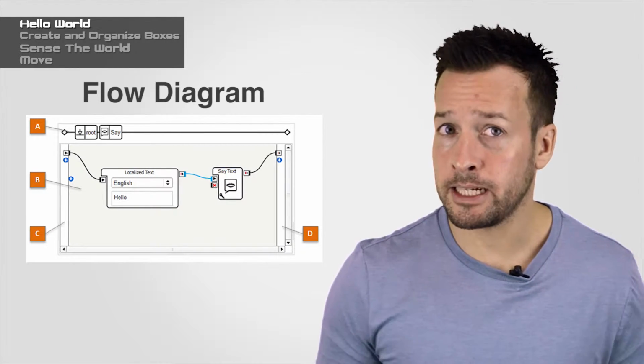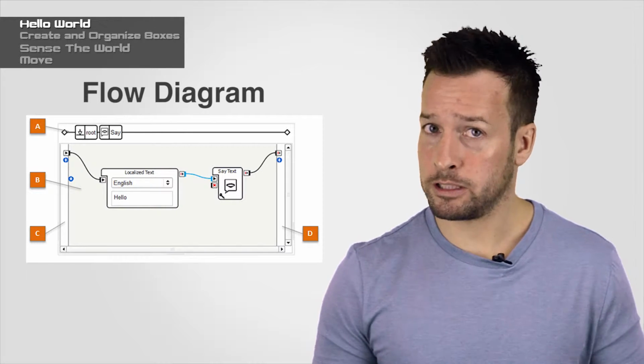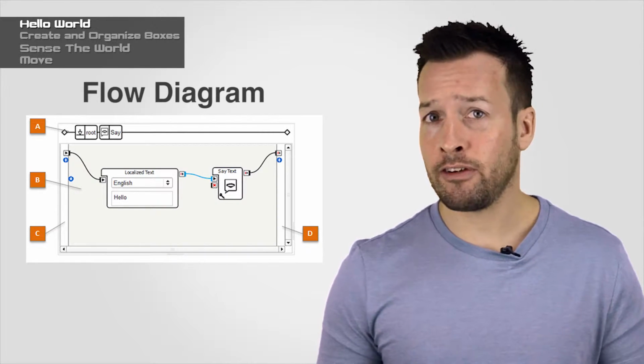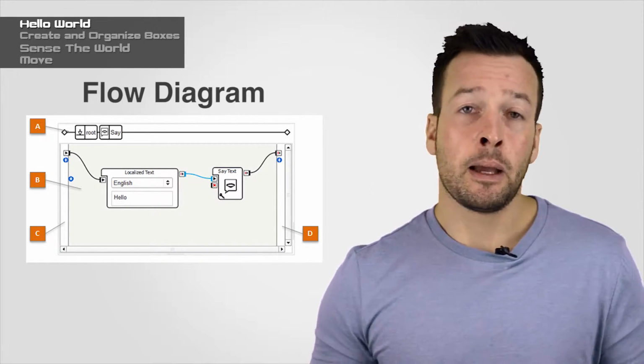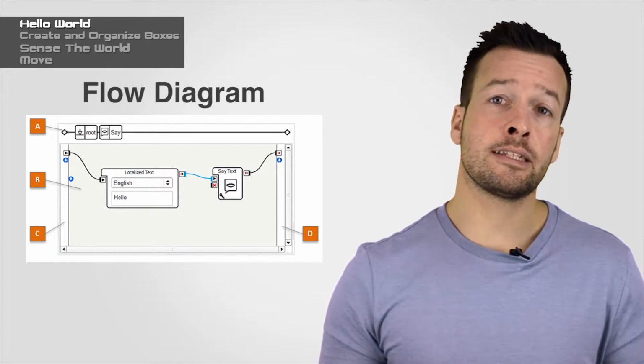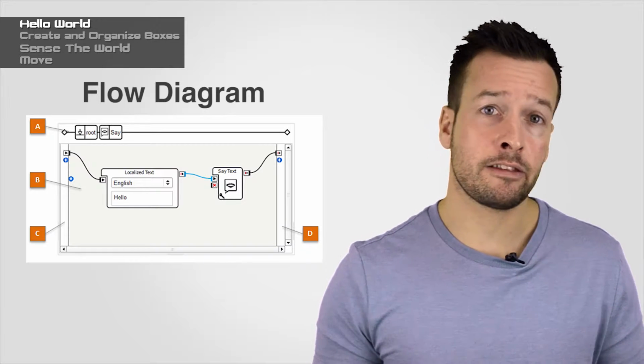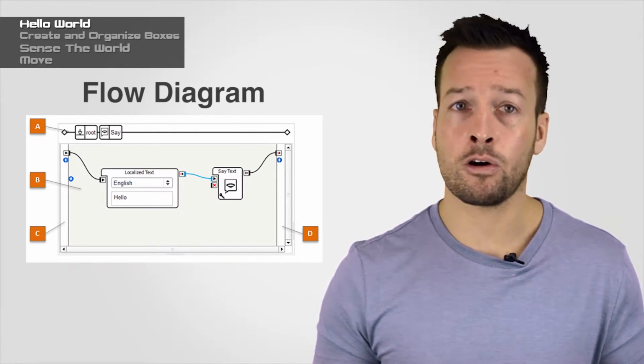So having a look at this picture and section A, this is the box path, which allows you to browse the different levels of the flow diagrams when a box contains other boxes. B is showing the flow diagram, which allows you to create or edit the flow diagram of the current behavior or box.